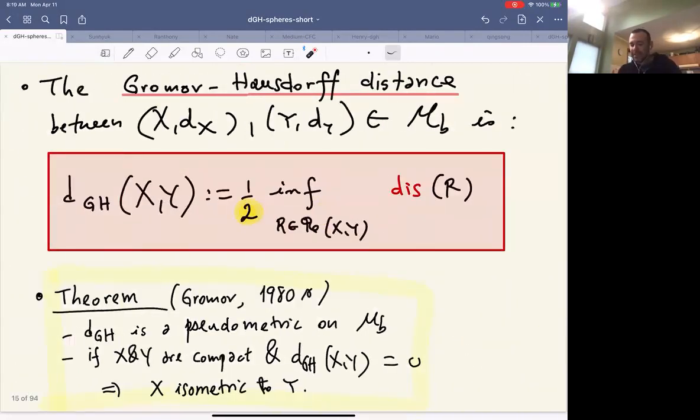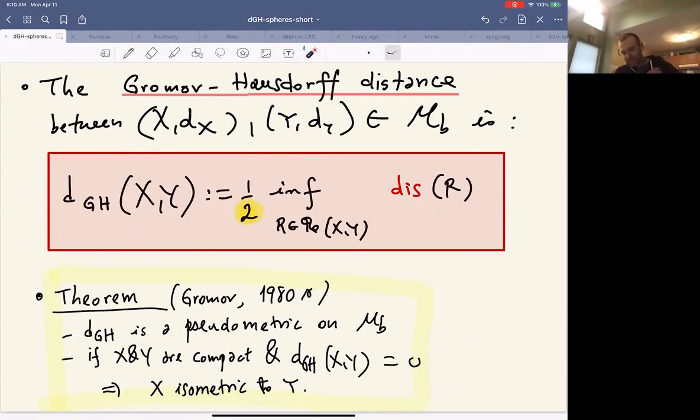So with these definitions, the Gromov-Hausdorff distance between bounded metric spaces is given by infimizing, over all possible correspondences between the two given spaces, the distortion of that correspondence. And there's a 1/2 factor here for compatibility, historical reasons.